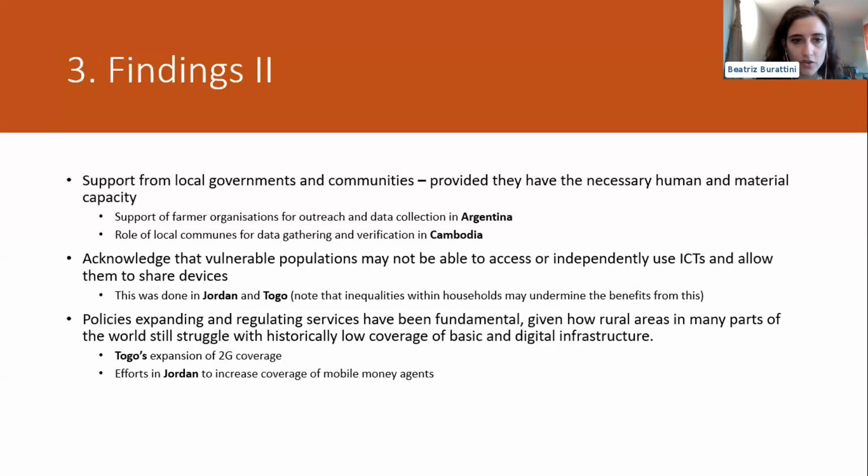And here we found some very interesting examples from Togo and Jordan, where regulations and other efforts were put in place to expand digital infrastructure at the same time as digital tools were used for rural social protection. So in Togo, for example, the government put some effort into expanding 2G coverage, whereas in Jordan, the effort was made to make sure that mobile money agents actually expanded their services into rural areas.